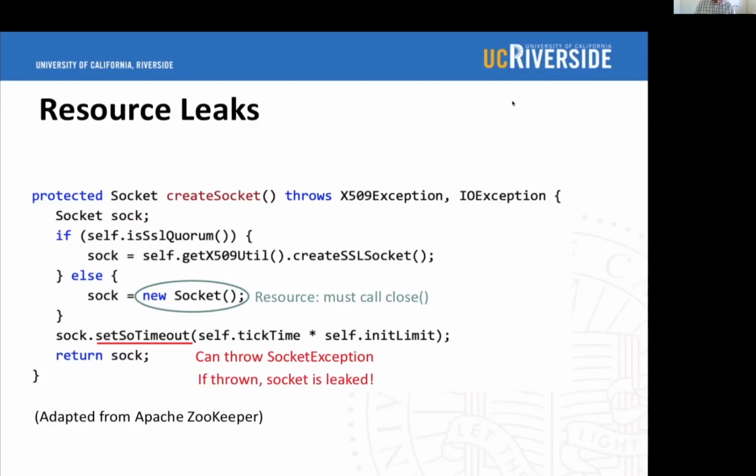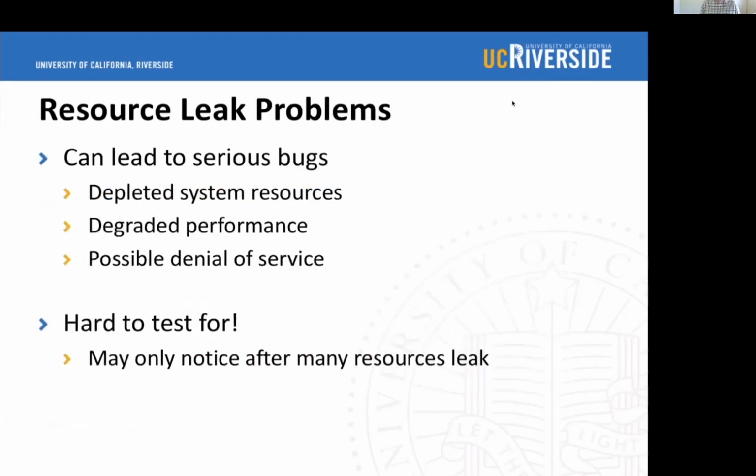And these kind of issues can turn into serious bugs because you can deplete system resources. So maybe even other programs running on the same operating system won't be able to open a socket or a database connection. And this can degrade performance. It can even turn into a denial of service attack. If someone knows how to send a request to your system that's going to leak a resource, they can just do it hundreds of times. And this is also really hard to test for, because if you leak one socket, maybe you don't notice. But if you leak 10,000 sockets, then you're definitely going to notice. But certainly writing unit tests for that kind of behavior is pretty difficult.